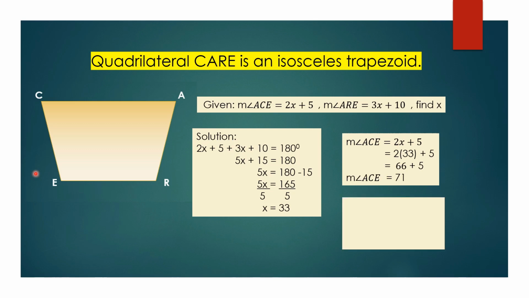What about the measure of angle ARE? So again, substitute this value 33 to x. So it will be 3 times 33 plus 10 equals 99 plus 10. The measure of angle ARE equals 109. So if we add 71 and 109, the sum is 180 degrees. So the measure of angle ACE is supplementary to angle ARE, or these two angles are supplementary.